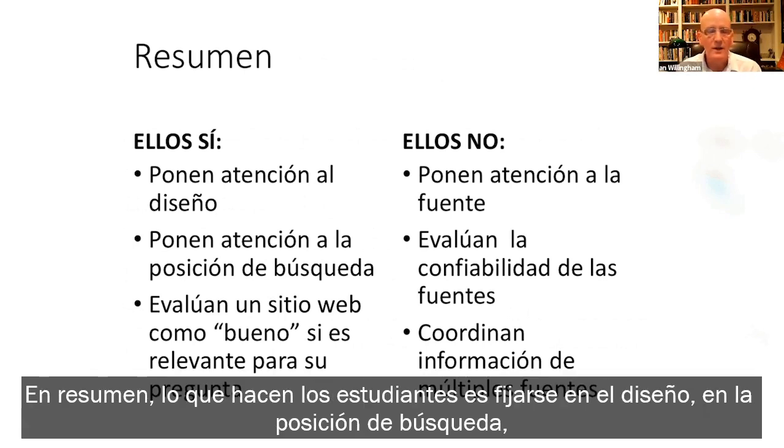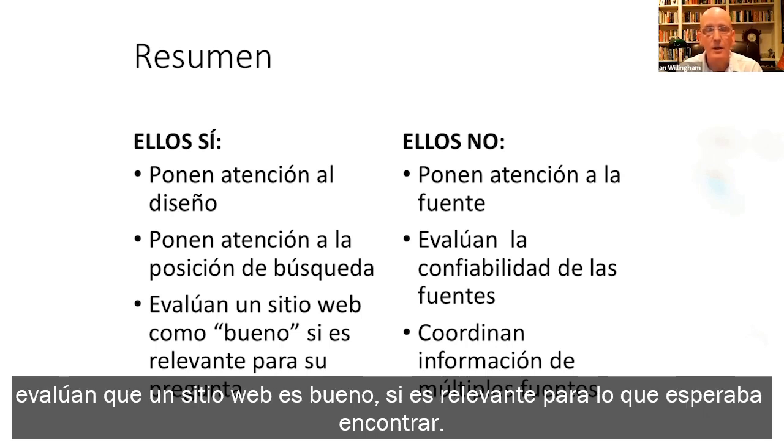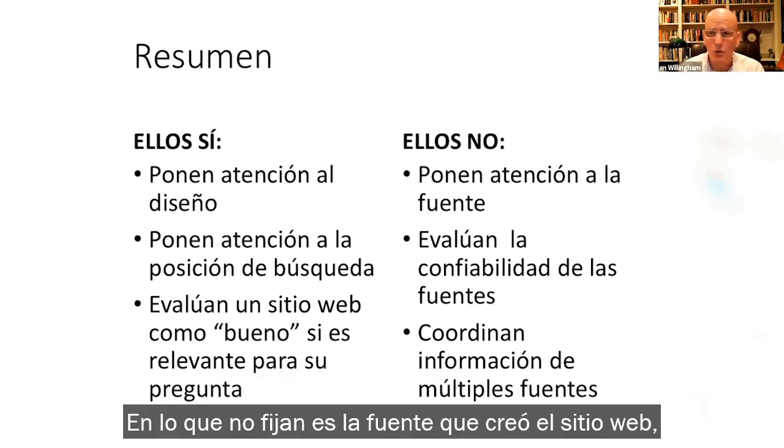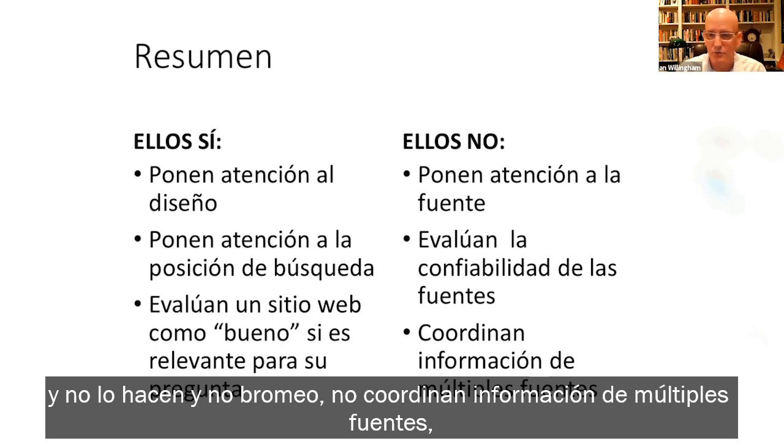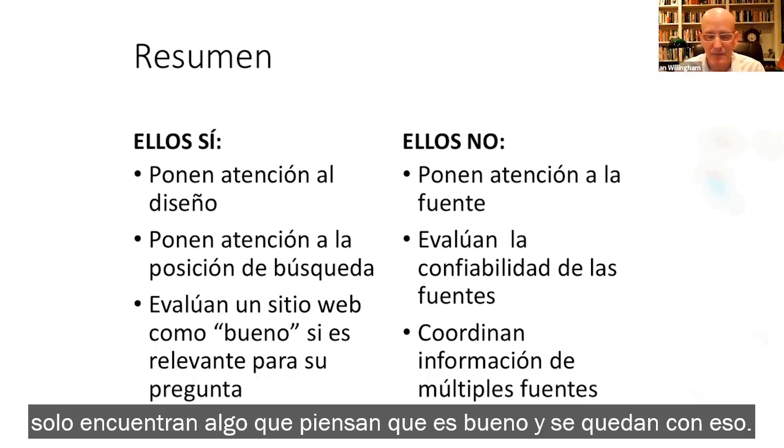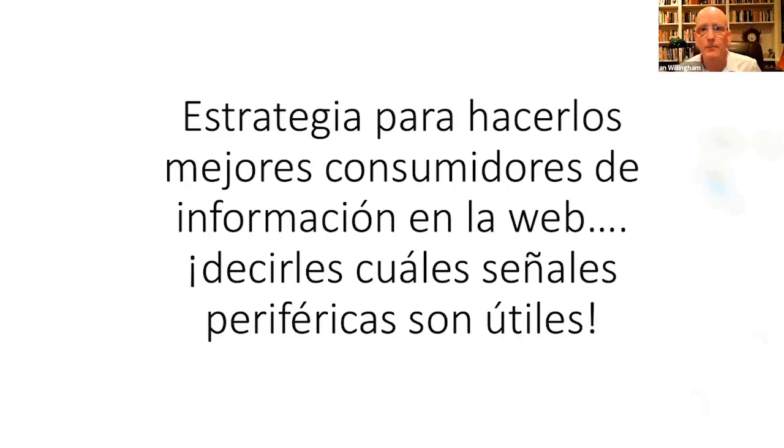So in summary, what students do is they attend to the design, they attend to search position, and they evaluate a website as good if it's relevant to what they were hoping to find. What they don't attend to is the source that came up with the website, the trustworthiness of the source, and, though I didn't show data on this, they don't coordinate information from multiple sources. They find something that they think is good, and then they go with that.